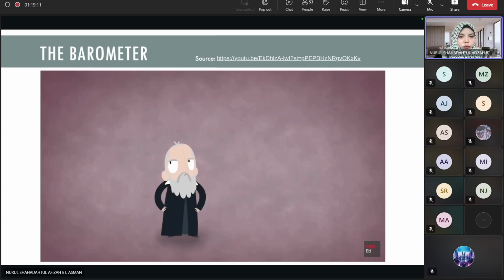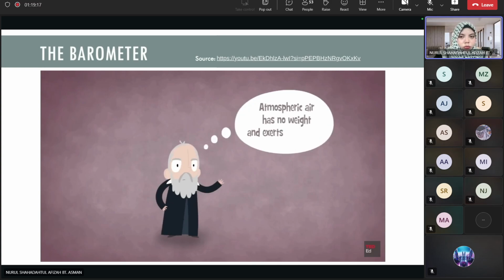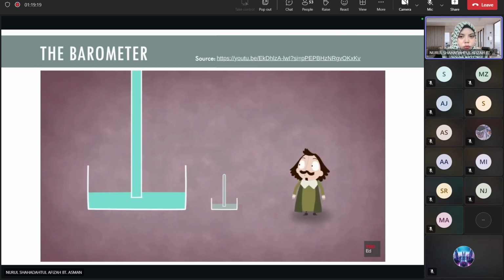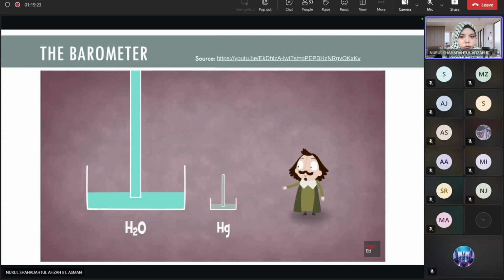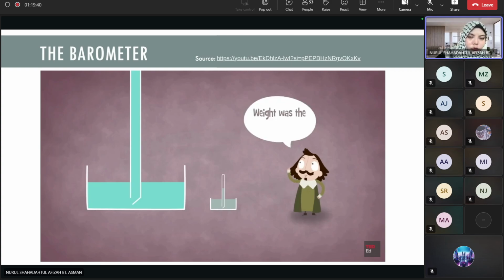This idea was not easily accepted, as Galileo and others had traditionally thought that atmospheric air has no weight and exerts no pressure. Torricelli decided to repeat Berti's experiment with mercury instead of water. Because mercury was denser, it fell farther than the water, and the mercury column stood only about 76 centimeters tall. Not only did this allow Torricelli to make the instrument much more compact, but it also supported his idea that weight was the deciding factor.